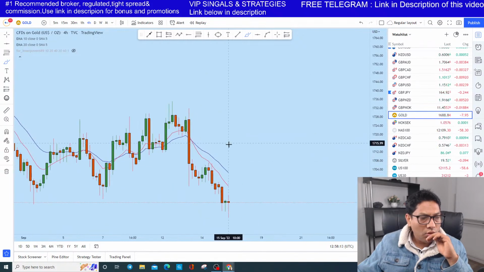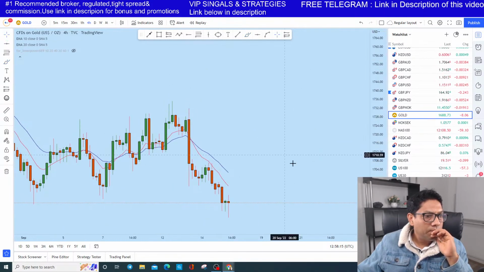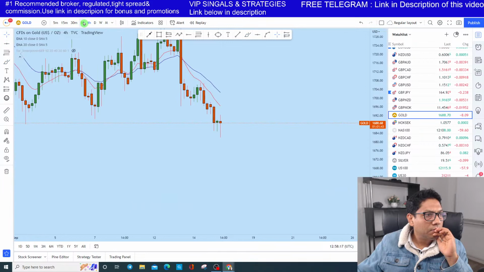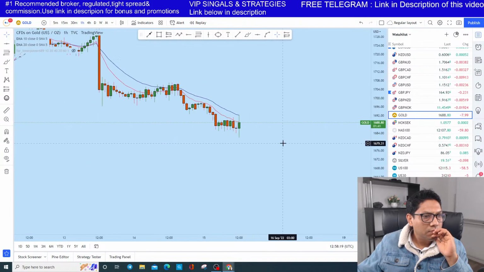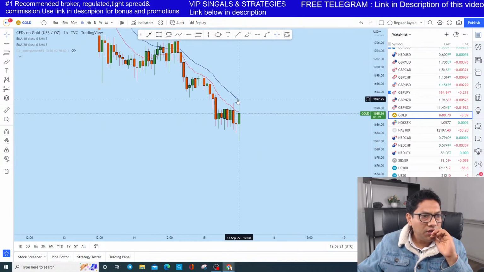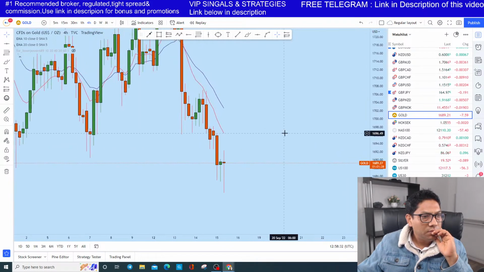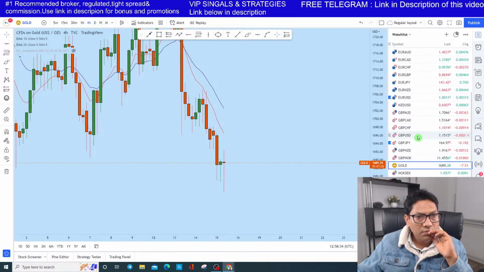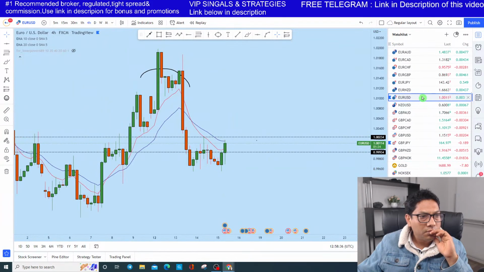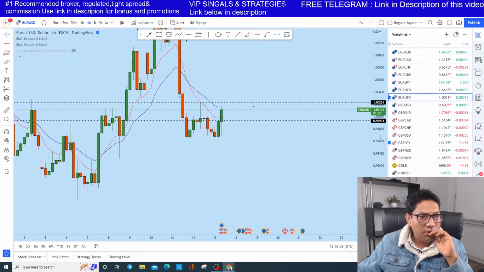Now with that, gold, on the hourly chart, there is also a liquidity gap. Test the 20 EMA. So I can jump a little bit.